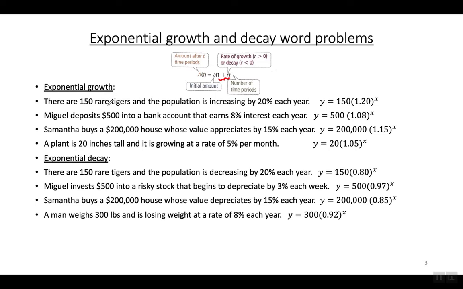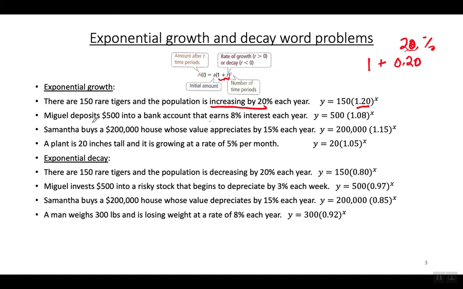In the first example here, there are 150 rare tigers and the population is increasing by 20%. The rate of growth is 20%, and you add that to 1. First of all, remember that a percent, you have to change to a decimal by moving the decimal point 2 times to the left. If you're wondering where the decimal point is in 20%, the number 20 is a whole number, so the decimal point is right here. I'm moving it 2 times to the left. So 20% becomes 0.20. And I add that to 1, which gives me 1.20.